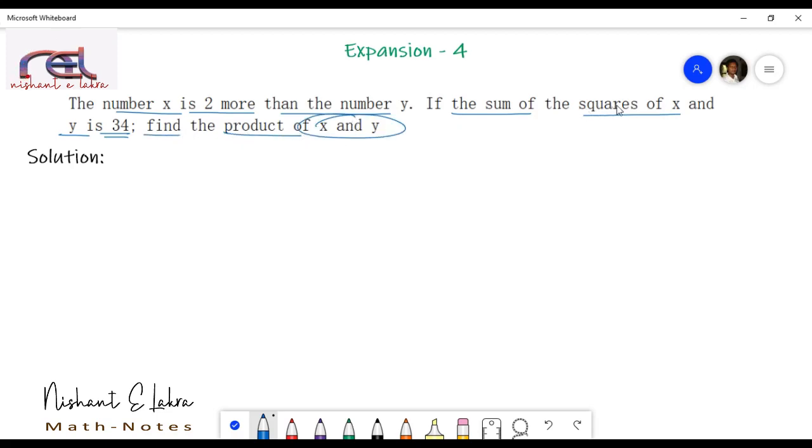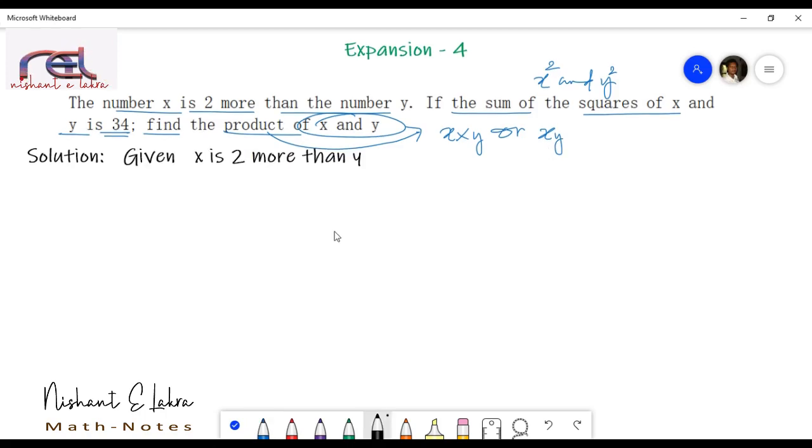Now squares of x and y refers to x square and y square, right? That's the squares of x and y, and product refers to x into y or xy. Product refers to multiplication. Okay, so let's see how to solve this problem. Let's write down what is given in the question.